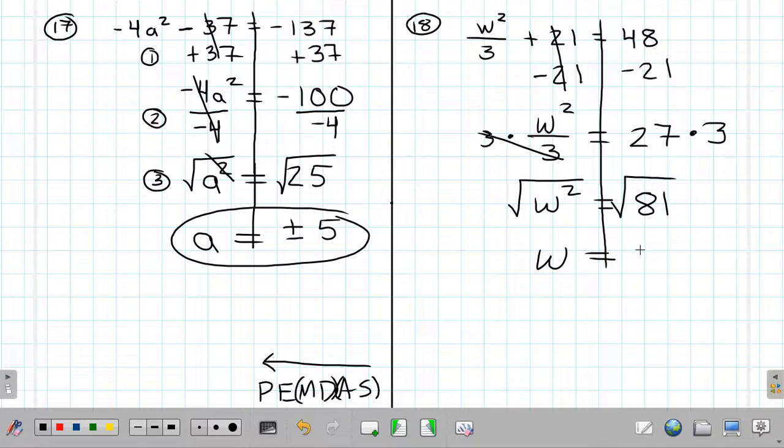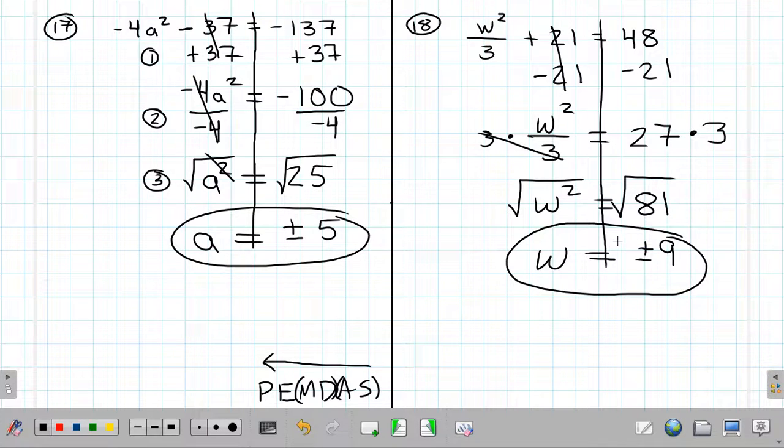Once again, we've done this maybe one or two times now. But this is one that you should know from your times tables. That's positive and -9. Okay. So all these work exactly the same. You have to follow PEMDAS, except what makes these a little more difficult is there's one extra step. But if you follow order of operations, it tells you what order you need to do the steps. So in this case, add 37, divide by -4, square root. Subtract 21, multiply times 3, take the square root.